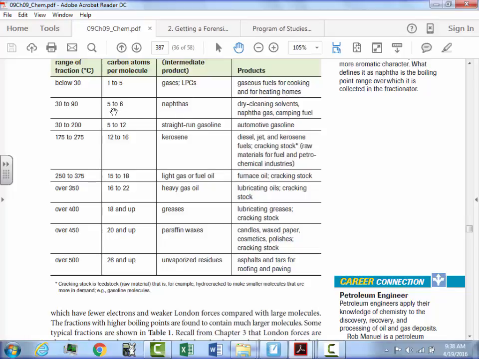But as you've got more carbon atoms, the temperature range seems to be going up. I didn't realize this until looking at this, but asphalts and tars for roofing and painting are actually the heaviest of all of the organic molecules.